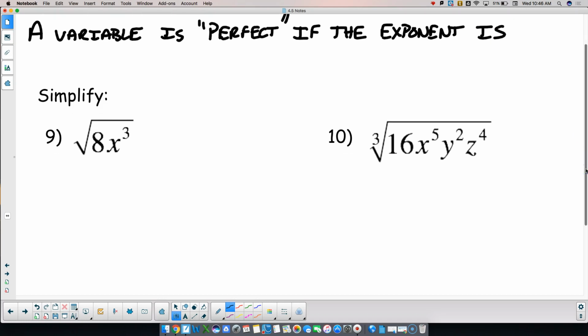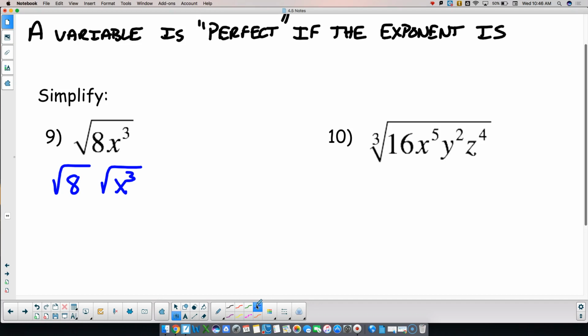So square root of 8 times the square root of x cubed. Well, that becomes, I think I said that wrong, but the square root of 8x cubed becomes the square root of 8 times the square root of x cubed, right? Agree with that statement? Nope, not the same. We're getting there, though.